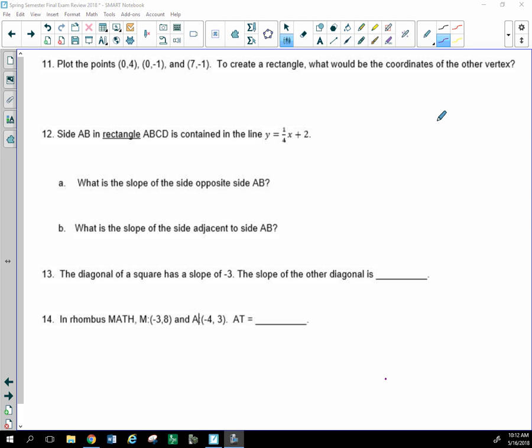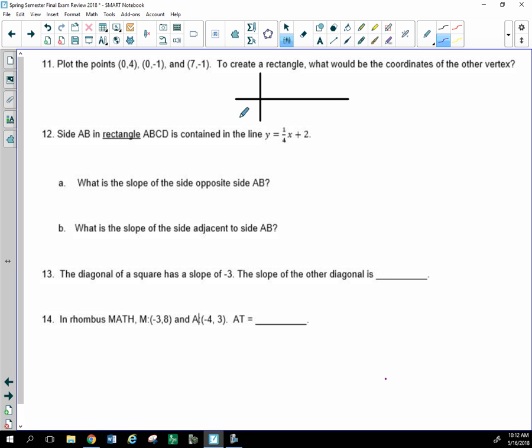Welcome back, everybody. We are going to do questions 11 through 14 on this one. What we've got here, the first one says plot the points to create a rectangle, and what would the coordinates be of the other vertex. Now, looking at these points, I would have a little bit of trouble figuring out what the coordinates would be, but as soon as I start plotting this thing, I get a pretty clear picture pretty quickly of what this thing's going to look like.